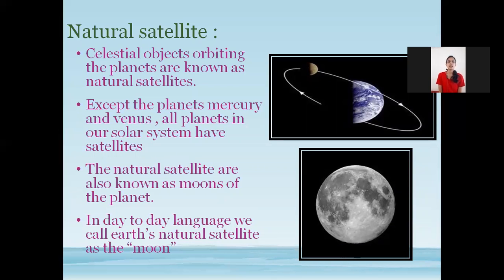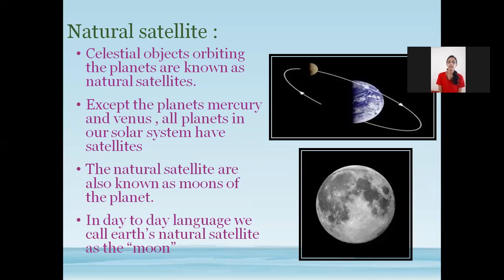So, natural satellites are celestial objects revolving around a planet. In our solar system, except Mercury and Venus, all other planets have their own natural satellites. Natural satellites are also known as moons of the planet.